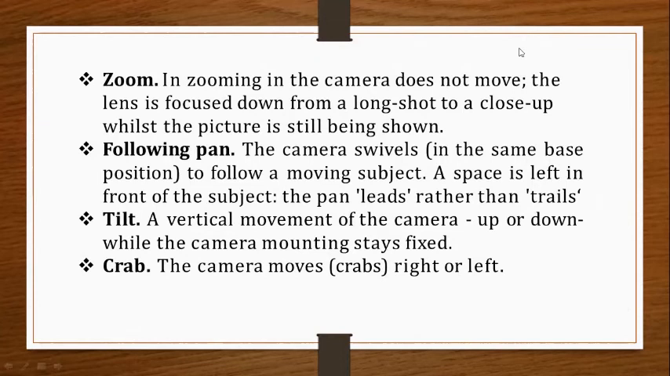Then next is the tilt. Tilt is basically a cinematographic technique in which the camera stays in a fixed position but rotates up and down in a vertical plane. Tilting the camera results in a motion similar to someone raising or lowering their head to look up and down.